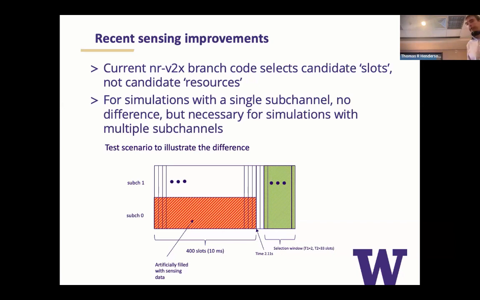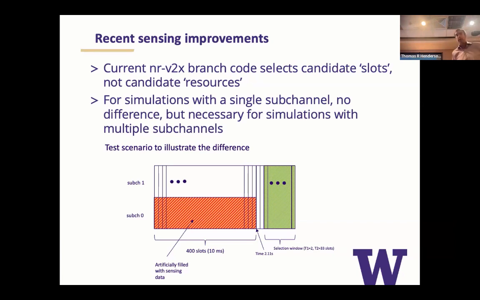So in this particular example, this is actually an example that I use in the test code, where I've artificially filled one of these subchannels with sensing data so that all the resources are taken in subchannel 0, but none of them are taken in subchannel 1. And then looked at what resources are available in the selection window.